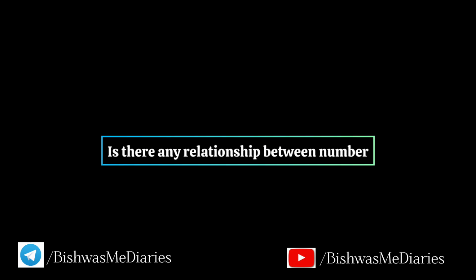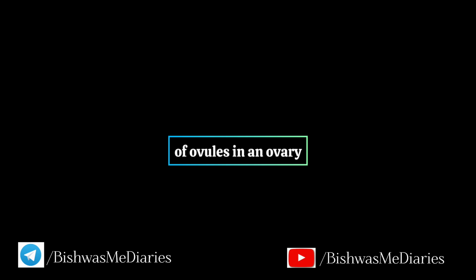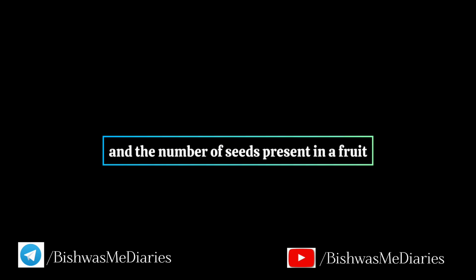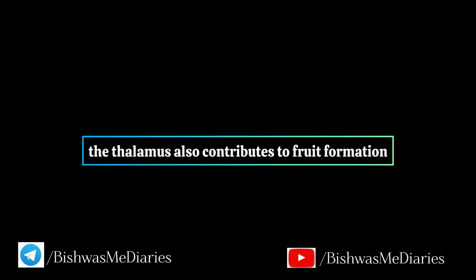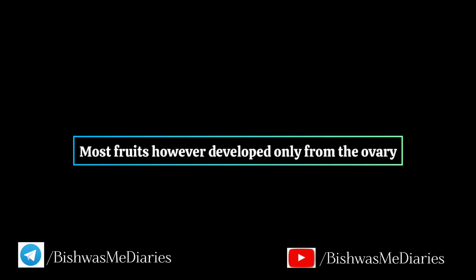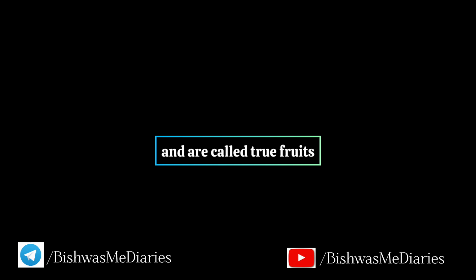Is there any relationship between number of ovules in an ovary and the number of seeds present in a fruit? In most plants, by the time a fruit develops from the ovary, other floral parts degenerate and fall off. However, in a few species such as apple, strawberry, cashew, etc., the thalamus also contributes to fruit formation. Such fruits are called false fruits. Most fruits, however, develop only from the ovary and are called true fruits.